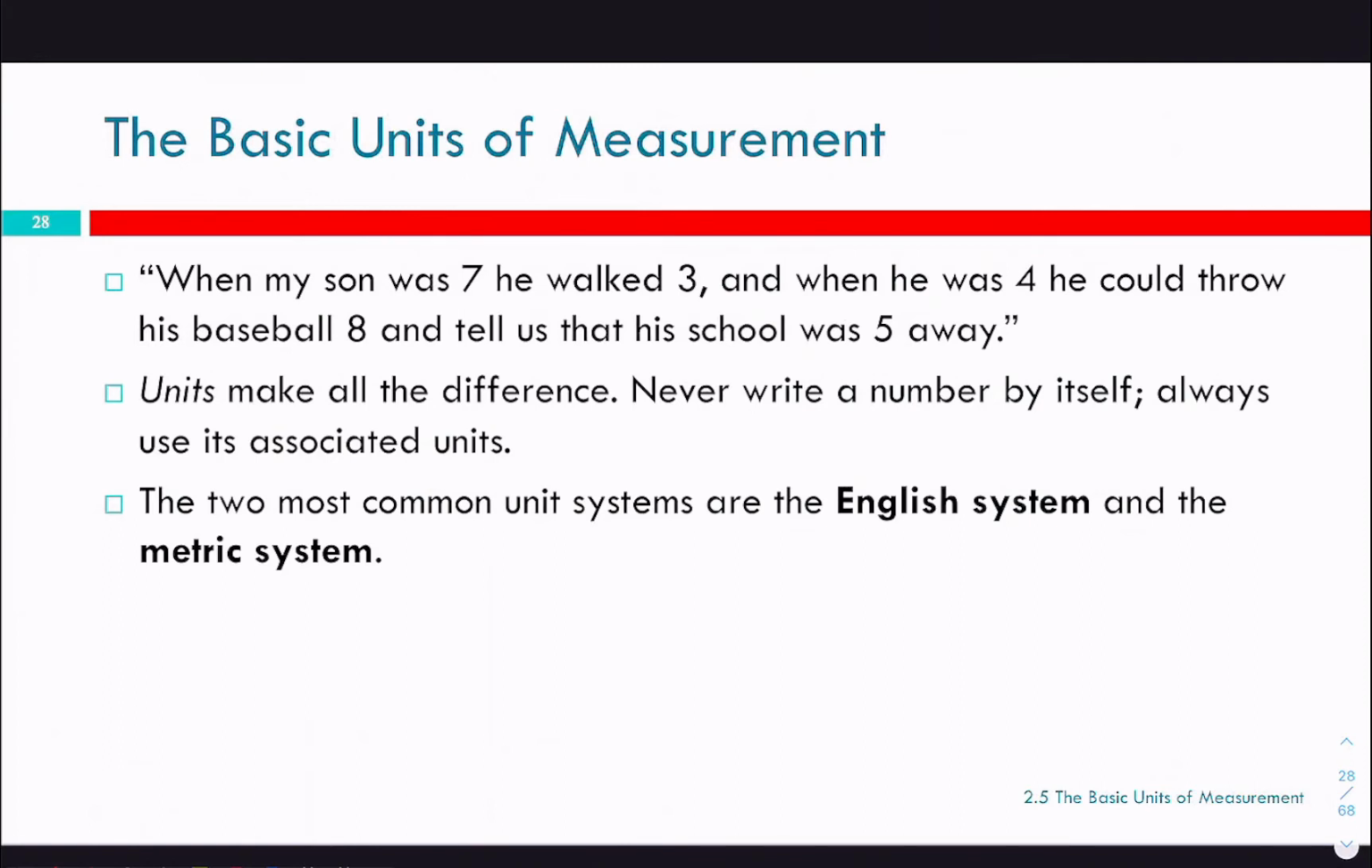Now, you can use some context clues and say, okay, my son was 7, probably not 7 years. I know he could be 7 years old and walked 3 miles, or he could be 7 months old and walked 3 steps, or really anything. And when he was 4, again, years probably, about 4-month-olds throwing baseballs, but threw his baseball 8 what? Feet, miles, houses, right? So the units are super important for letting other people know what your numbers mean.